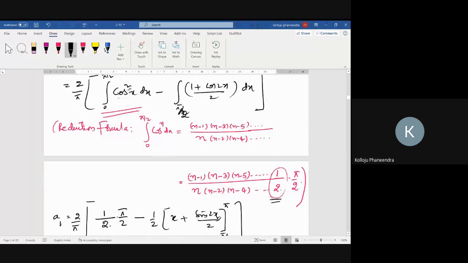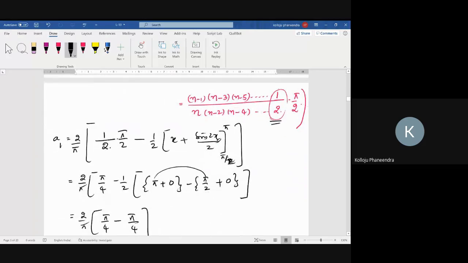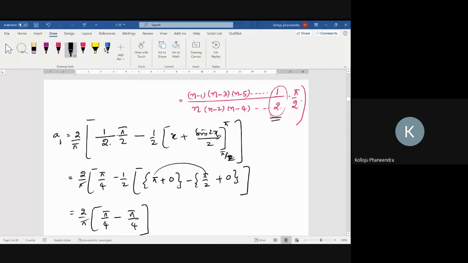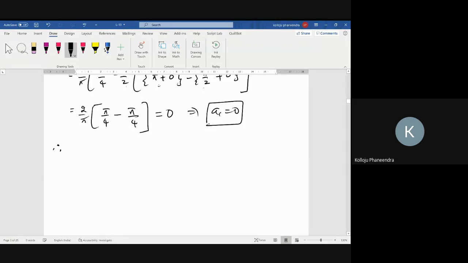Cos square x, this is right. This is 1 by 2x, sine 2x by 2, correct. This is pi and sine pi is 0, correct. This is pi by 2 and this is also right. And this is minus, pi minus pi by 2, pi by 2. Pi by 2 into 1 by 2, pi by 4. Yeah, pi by 4 minus pi by 4, 0. So a1 value is 0.